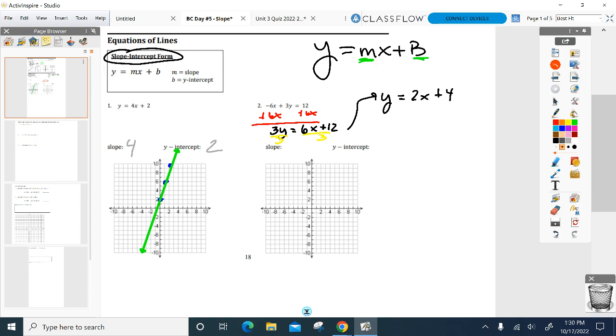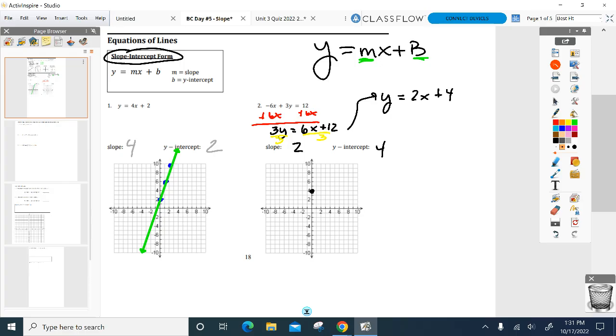All right, now what's my slope? 2. And the y-intercept? 4. So I kind of switched them around from the last problem. And to graph it, what's the first point I graph? 4 on the y-axis, good. And then at least give me one more point. Where do I go from there? Slope is 2, so I go up 2 over.